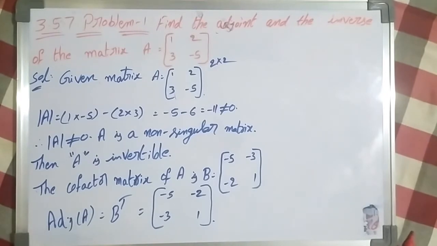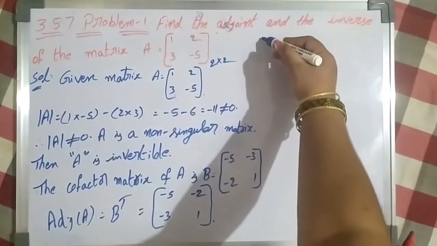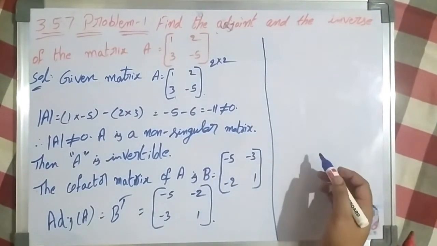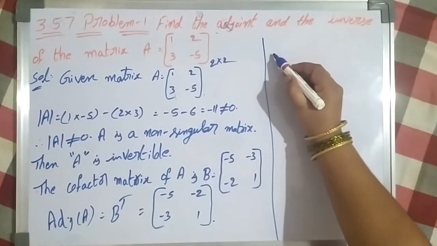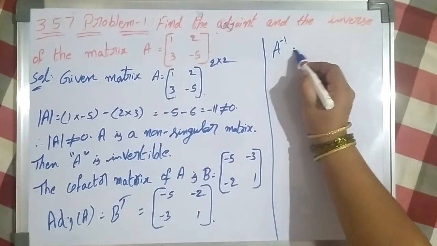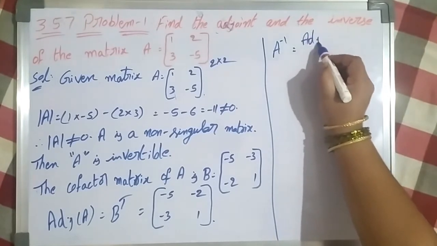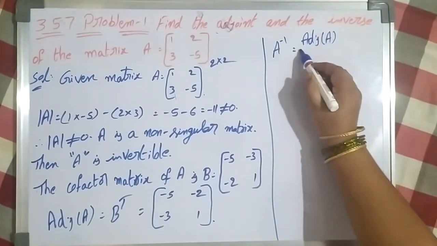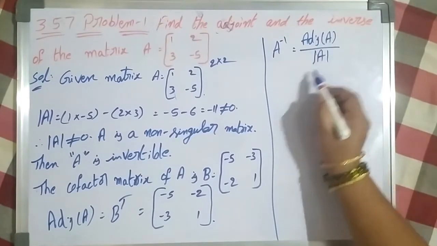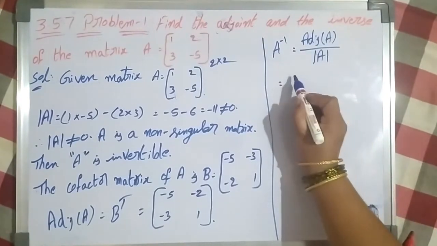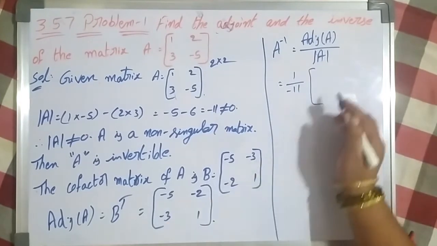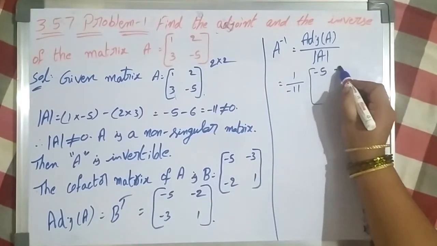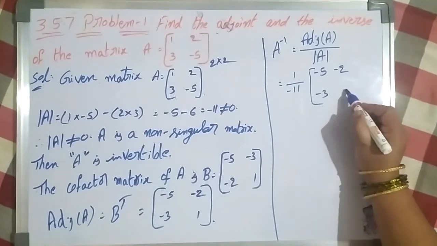First we have to find the adjoint, next we have to find the inverse of the matrix. For that, we have to know the formula: A inverse is equal to adjoint of A by det A, that is equal to 1 by det A, the value is minus 11, into adjoint of A, the matrix minus 5, minus 2, minus 3, 1.